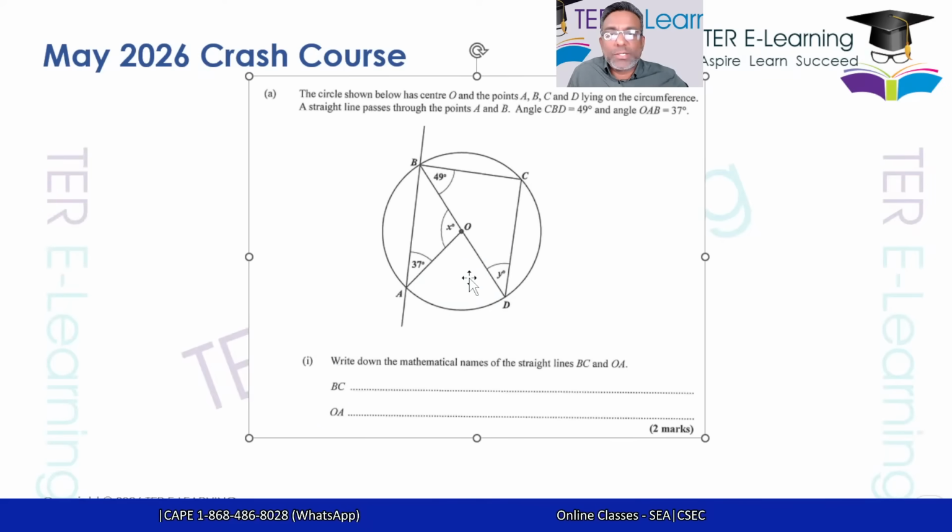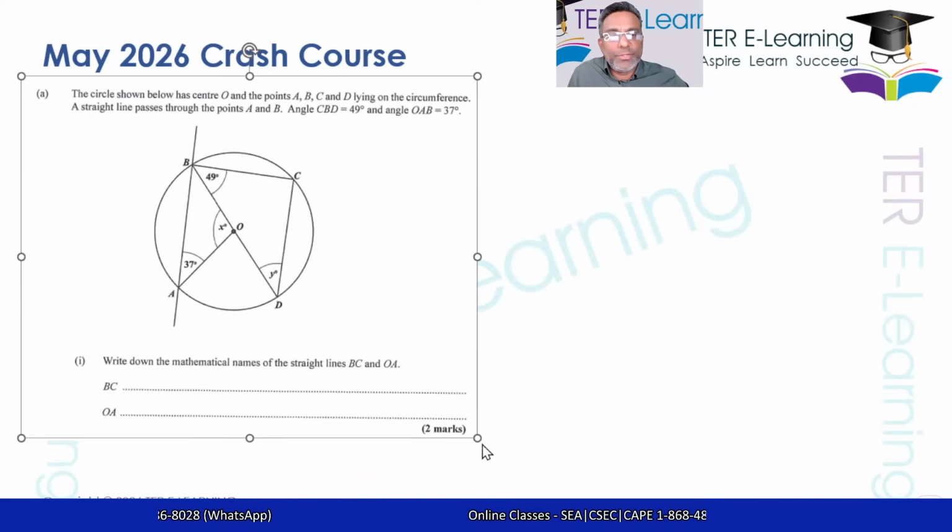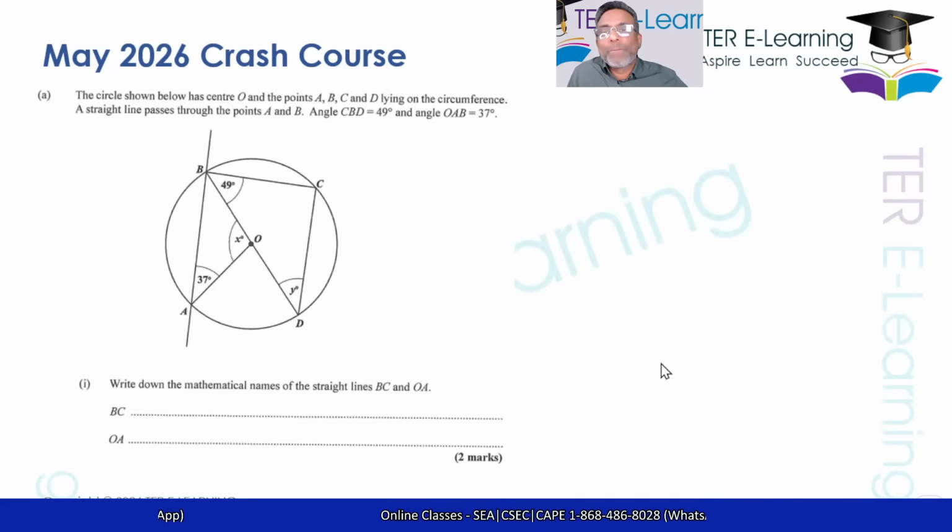All right, let's look at a little circle geometry here. I know some of you are struggling with these kinds of things here. So we have a circle here. It has a center O and the points A, B, C, D lie on the circumference of the circle. A straight line passes through the points A and B. Write down the mathematical names for the straight lines BC and OA.